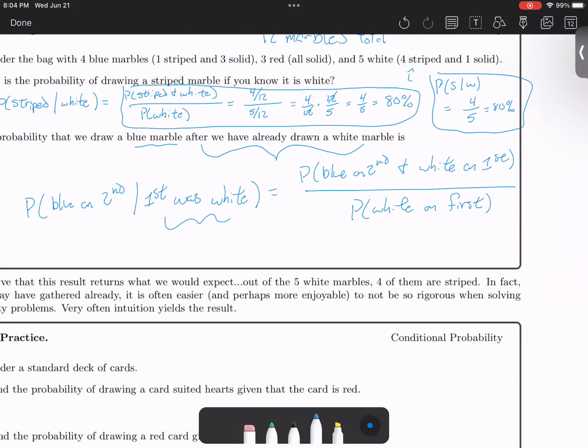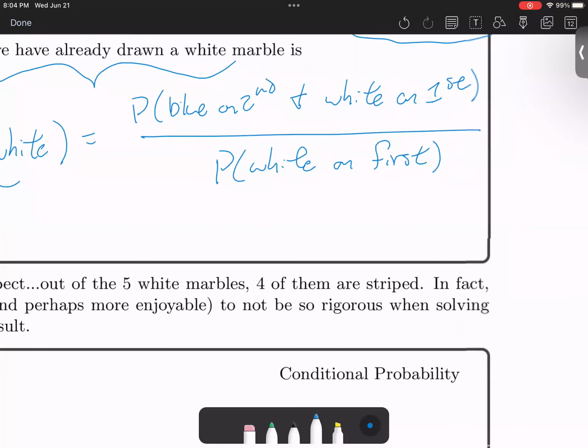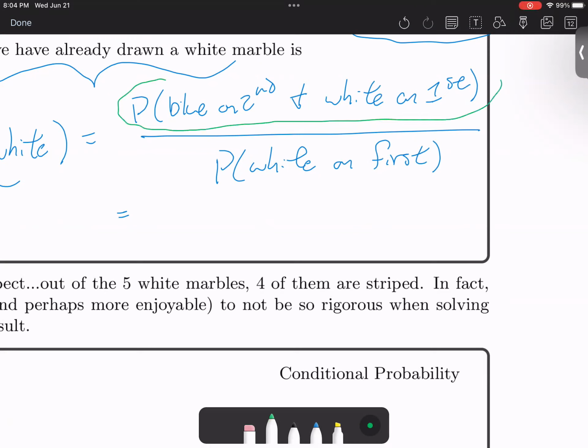Okay, let me zoom in, get some extra space here. Okay, let's think about this top probability. The probability that we draw blue on the second and white on the first. So if we draw white on the first, there's 5 white marbles out of the 12. And then, right, so we have an intersection here. We multiply the probabilities. So white marble on the first draw, this needs to be the probability of blue on the second. So on the second draw, you no longer have 12 marbles, you have 11.